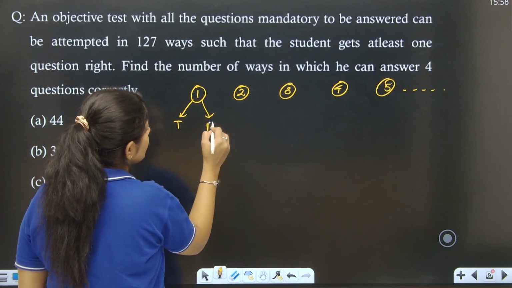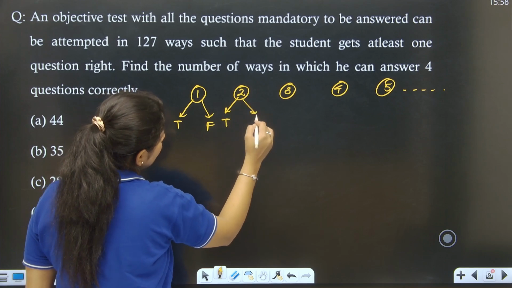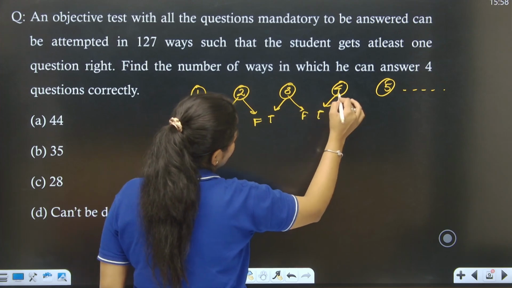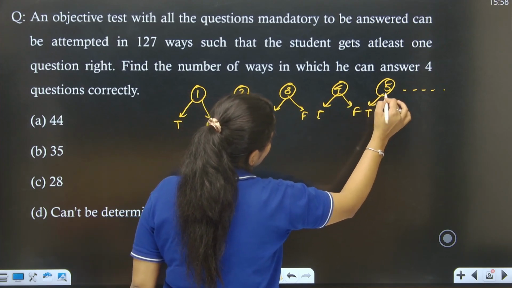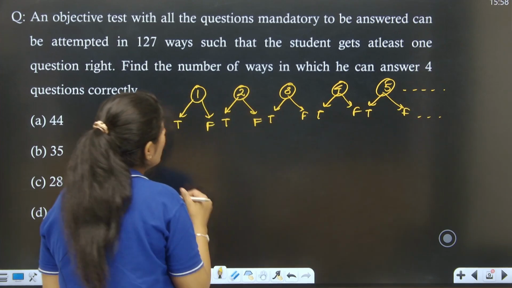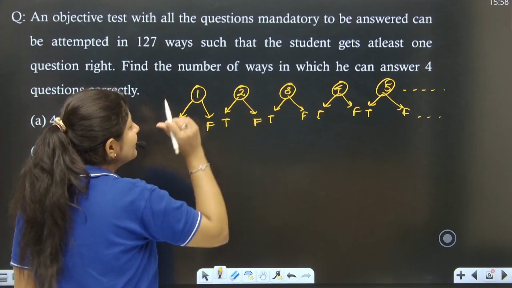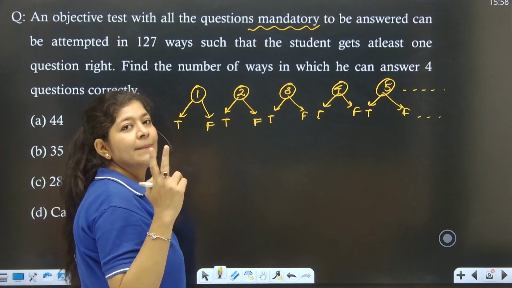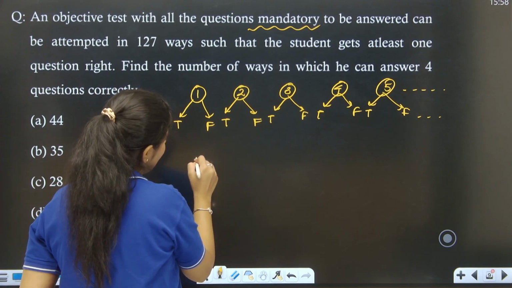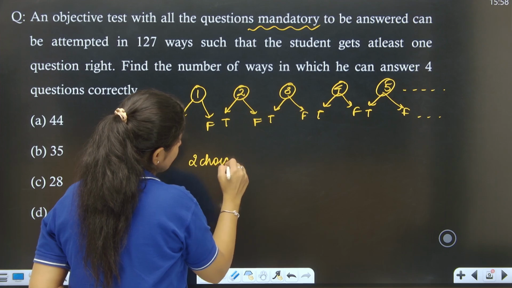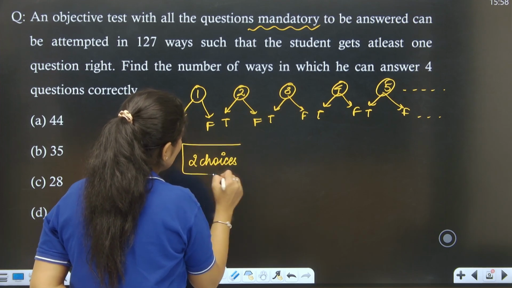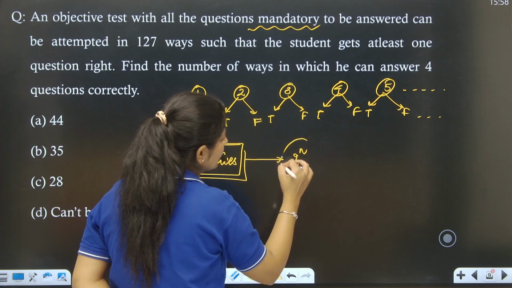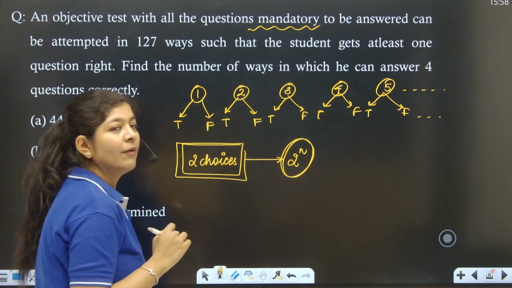True, false, true, false, false, and so on. For every single question, as it is mandatory to be answered, I am having two choices. So if I need to find out how many choices I am having, it can be calculated with the help of 2 to the power n.